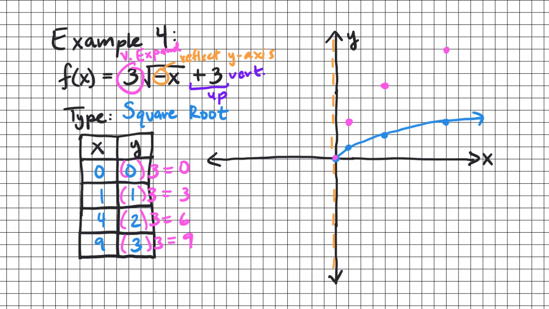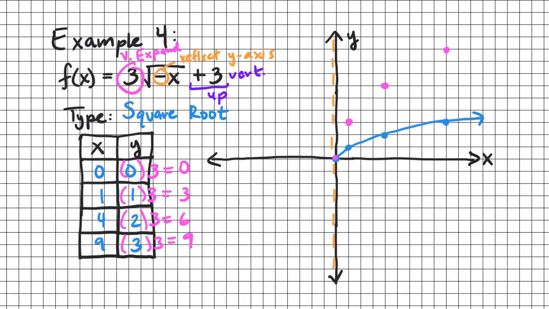Yep, that's it. So these pink points are a vertical expansion, meaning these points stretched out vertically. They went higher than they were before. How much higher? Well, 3 times higher, right? 1 times 3 is 3. 2 times 3 is 6. 3 times 3 is 9. So they stretched out 3 times as far. Then we're going to reflect.